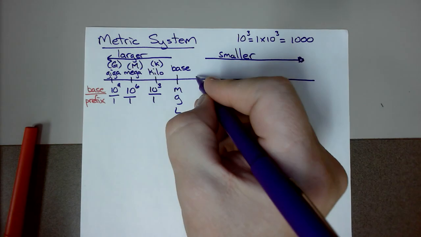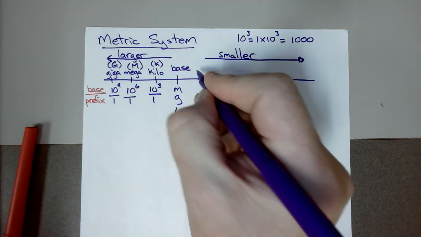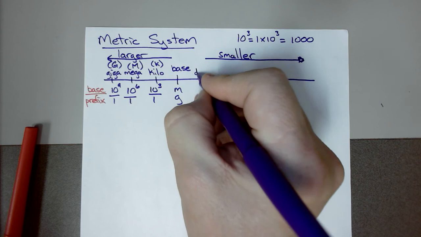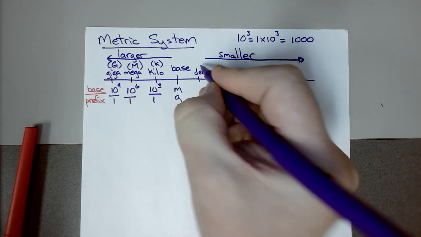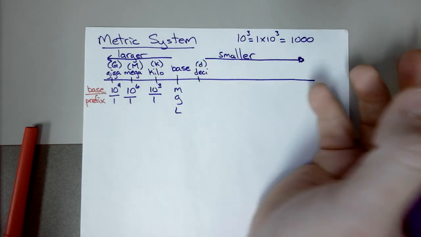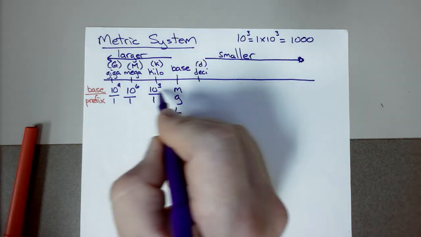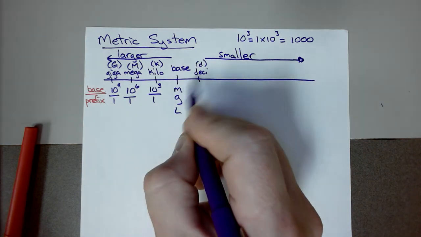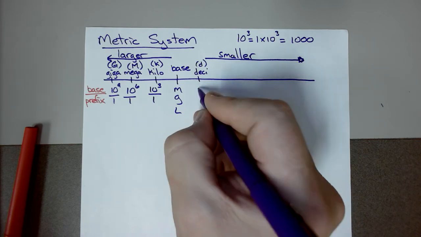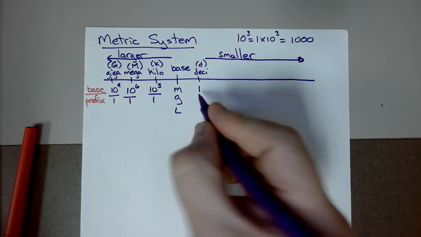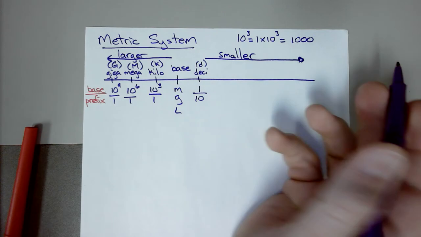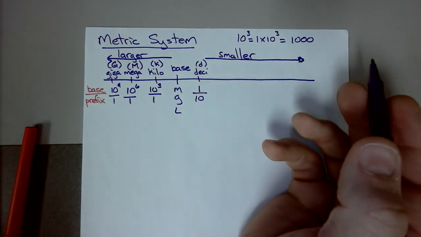The first one we use when we get smaller is a deci. So we write, it's D-E-C-I. A deci represented with a small d. And again, in this case, the base is on top, but here the base is bigger because we're getting smaller. So we're going to say 1 meter is 10 decimeters. Okay?